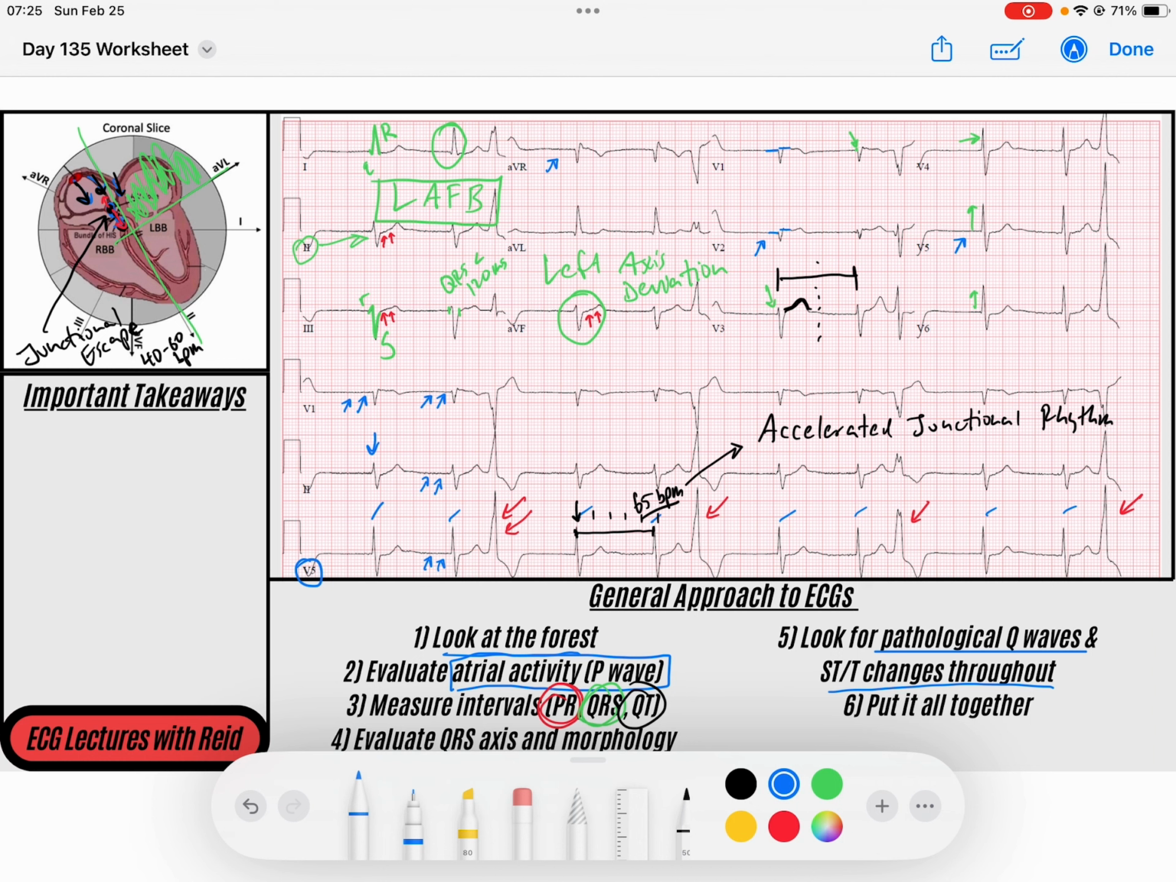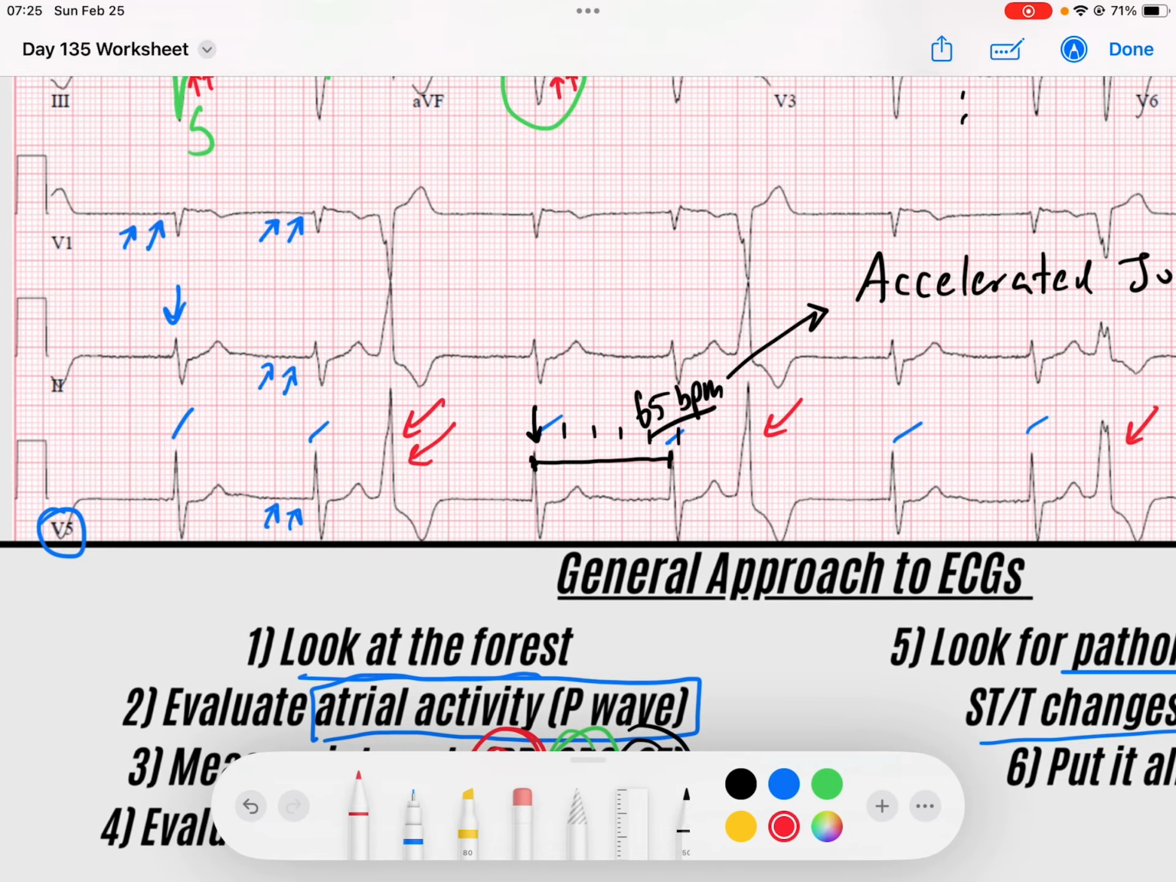And so now we need to turn our attention to these early beats that we marked in red. We said early beats are either one, premature atrial contractions, two, premature junctional contractions, or three, premature ventricular contractions, right? These are wide, so these are wide complex rhythms.